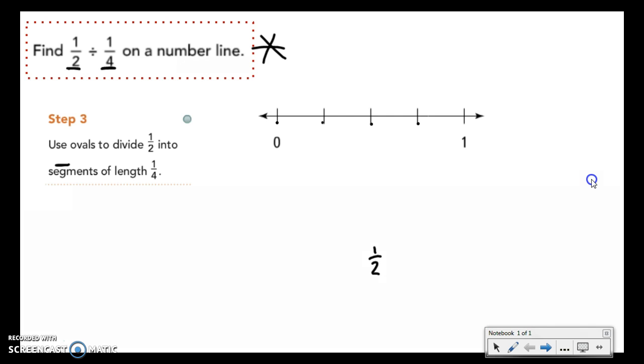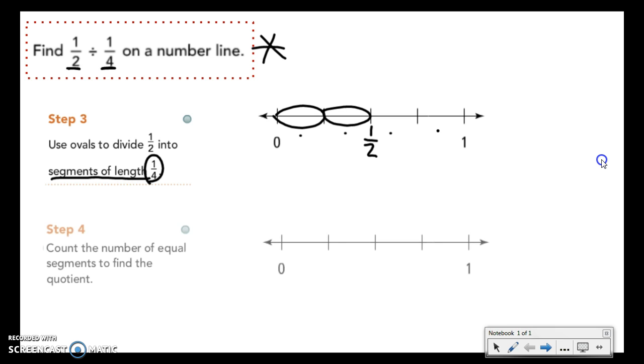So here's step 3. Step 3 says use ovals to divide the 1/2 into segments of the length. So 1/2 was right here. And we're dividing it into segments of length 1/4. So here's one oval. We know that this is a 1/4, and this is a 1/4. Because there are 1, 2, 3, 4 of those to get a whole. Okay? So we have our half and we split that into 4ths. Make sure you draw your ovals as you go.